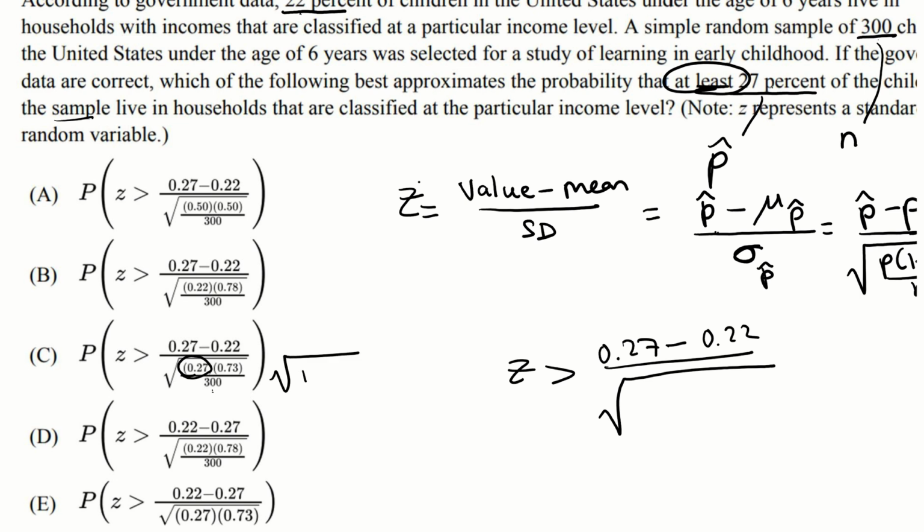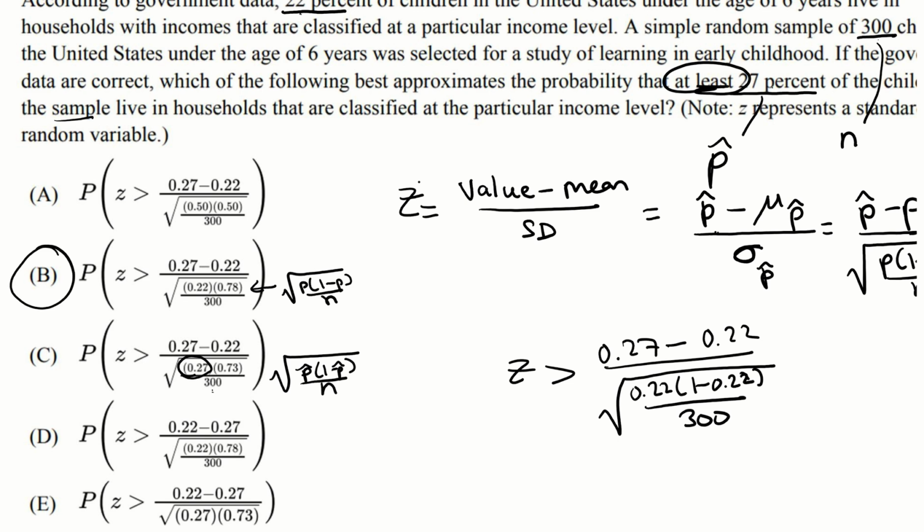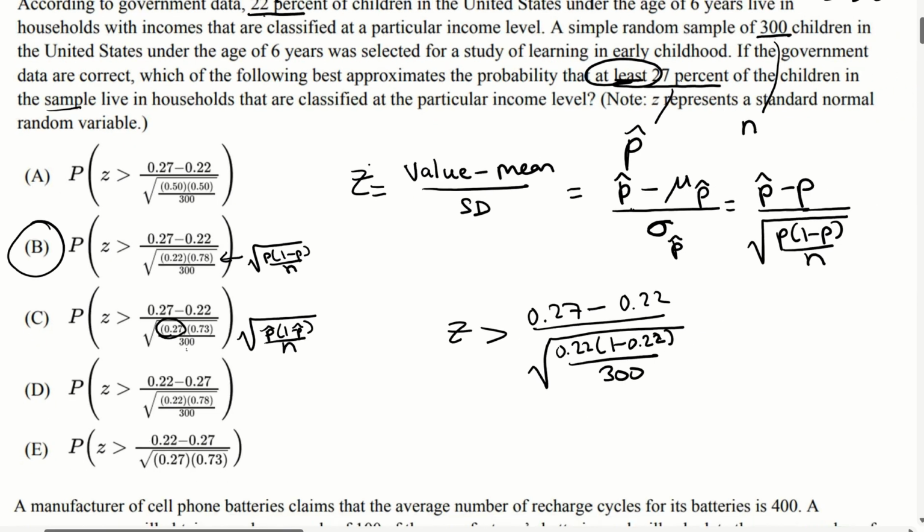Notice that right there is P hat times 1 minus P hat divided by n. Okay, so here they use P times 1 minus P divided by n. So see the difference there? You want to be very careful here. So P 0.22, 1 minus 0.22 divided by n, and n was 300. So here you're looking at B as the answer. Super, I can't emphasize that enough. You just got to be careful with things like that.